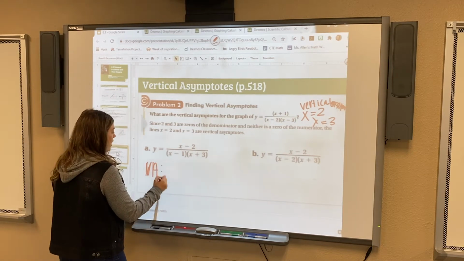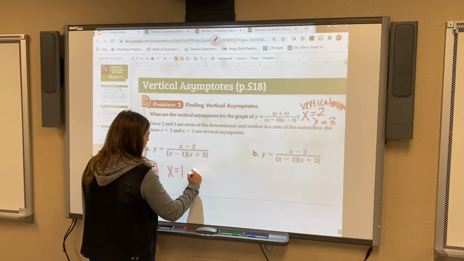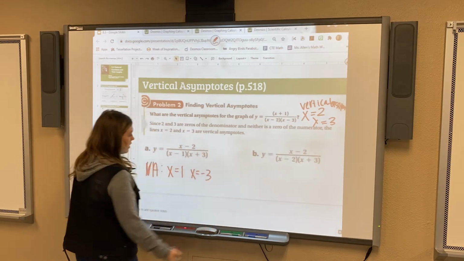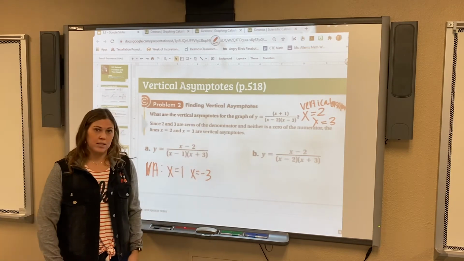But VA, our vertical asymptotes would be at x equals 1, and at x equals, its opposite, negative 3. For both of those, negative 1 is a 1, positive 3 is a negative 3.